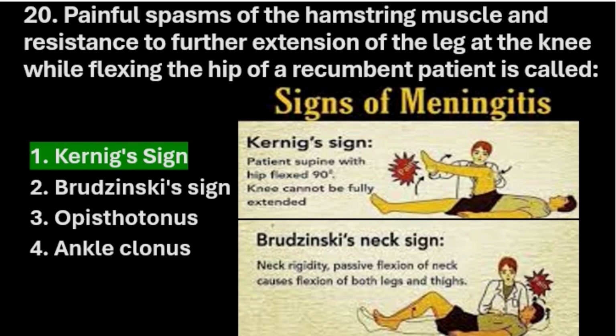These two signs, Kernig's sign and Brudzinski sign, are signs of meningitis. Kernig's sign is when the patient is supine with the hip flexed 90 degrees, and the knee cannot be fully extended. You can see the figure here. This is Kernig's sign, and Brudzinski sign is nuchal rigidity or neck rigidity. Passive flexion of neck causes flexion of both legs and thighs. Kernig's and Brudzinski signs are signs of meningitis.